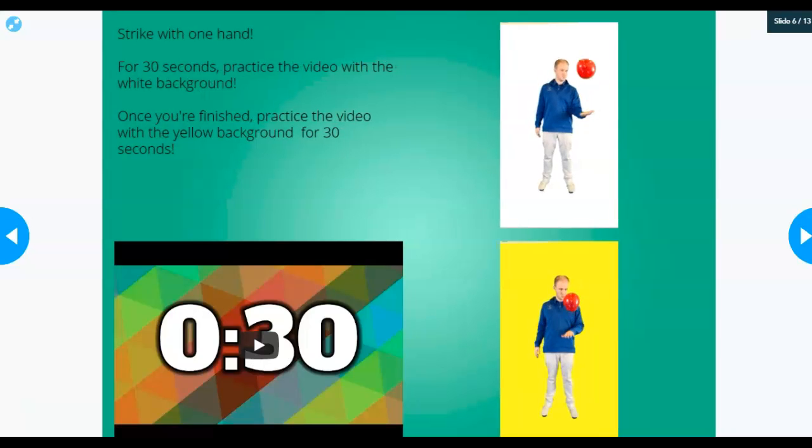Let's first practice what we learned last week. Remember, last week we practiced striking with one hand. So this week, please grab your balloon and practice striking with one hand of your choosing.